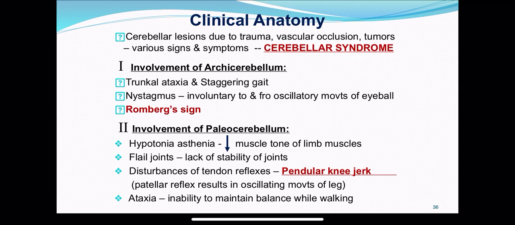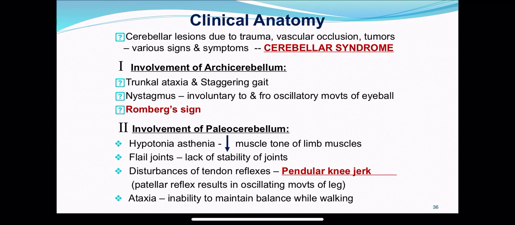If there is involvement of paleocerebellum, there will be hypotonia, asthenia, that is reduced muscle tone of limbs. Flail joints, that is lack of stability of joints, because there is no muscle tone for the muscles acting around the joints, they will go in for frequent dislocation. That is known as lack of stability of joints or flail joints.